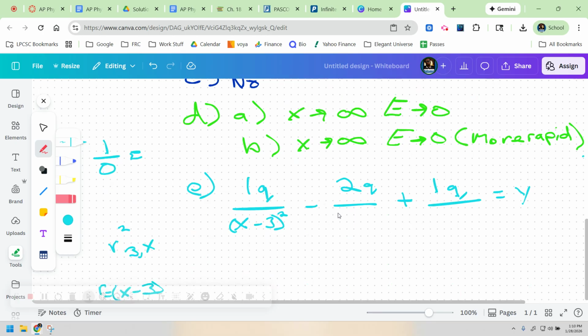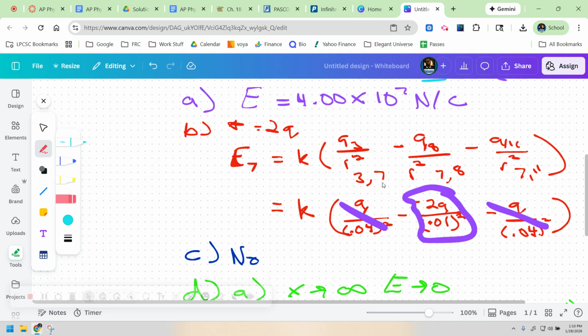And so we don't know what that position is, okay? And then the same thing here. This is going to be X minus 8 squared. And this would be X minus 11. And so Y then equals the electric field. It represents the value for E, the capital E electric field.